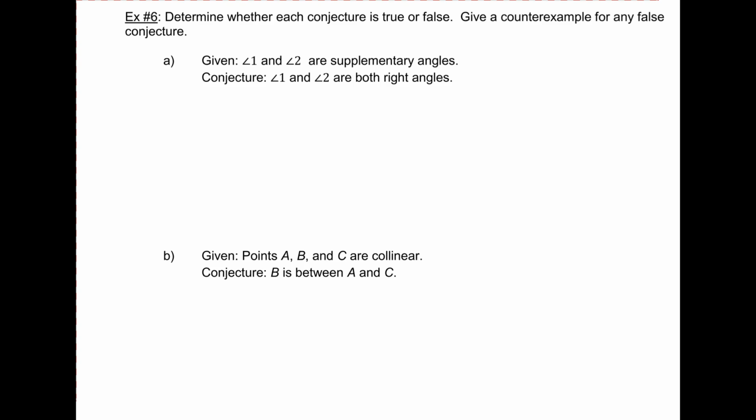Is that true? We're told that angles 1 and 2 are supplementary. So the conjecture, my educated guess, is that both of these are right angles. Are both of these right angles? Not always. No, it doesn't have to be. So we determine if it's true or false. This is false.